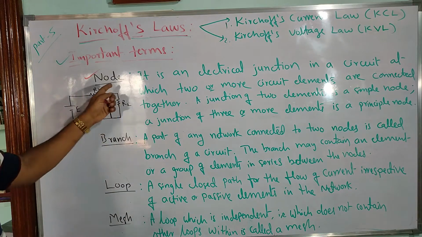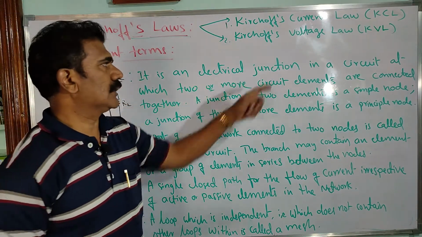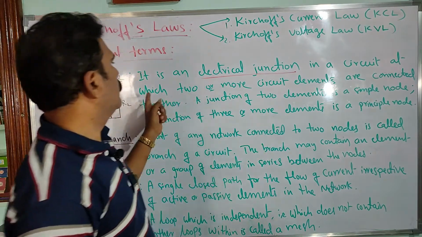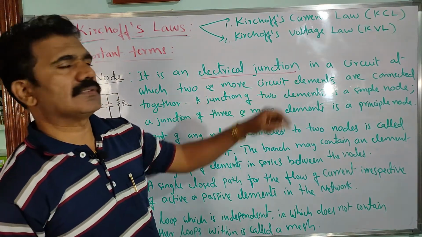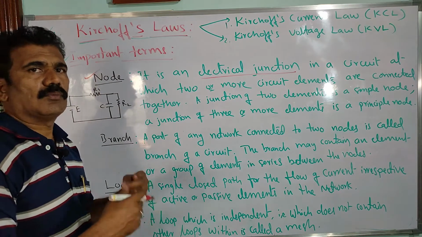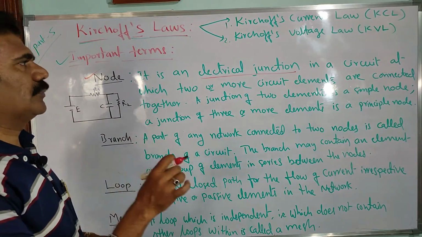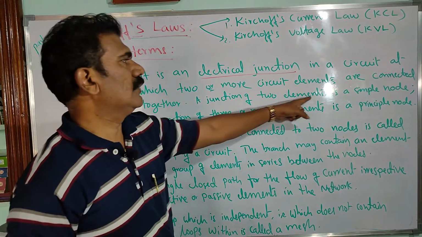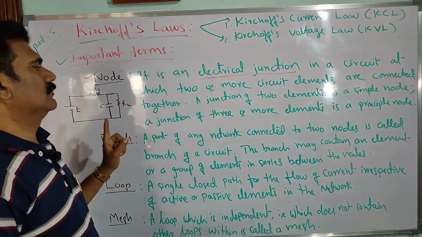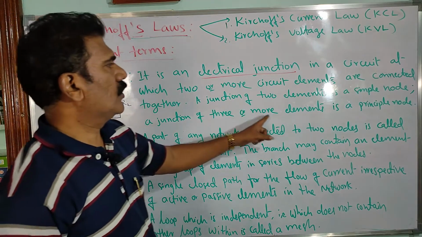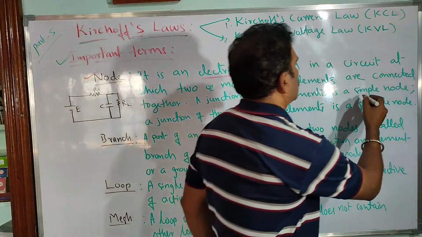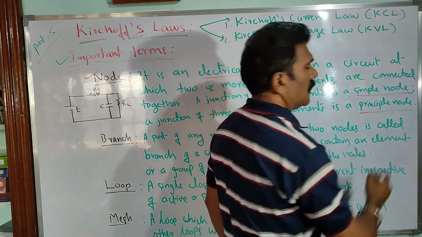A node is an electrical junction. You have to consider a junction in the circuit at which two or more circuit elements are connected. There may be two or more circuit elements connected at that particular junction. A junction of two elements is a simple node. A junction of three or more elements is a principal node. So we have two types: either a simple node or a principal node.